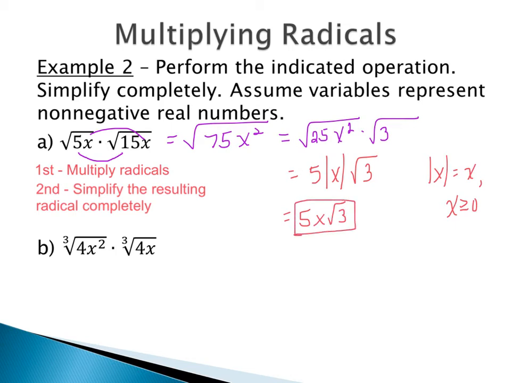Same idea on the bottom one, but now we have a cube root. Still the same process as long as I'm multiplying a cube root and a cube root here. I'm going to have the cube root of 4 times 4 is 16. X squared times x is going to be x to the third. Then I want to simplify this.